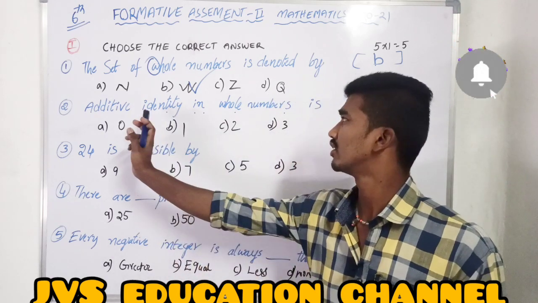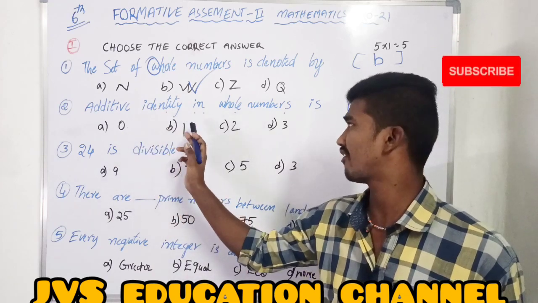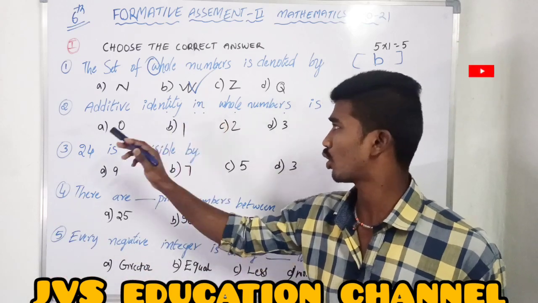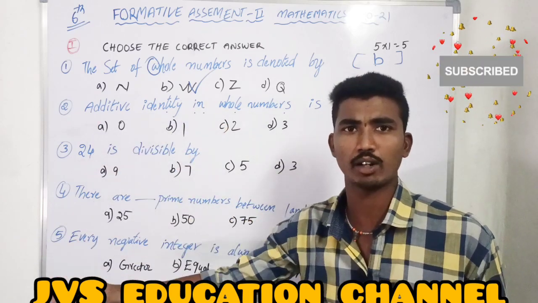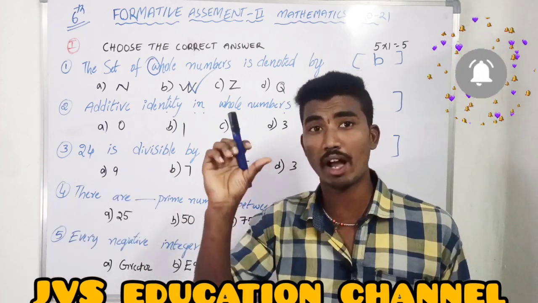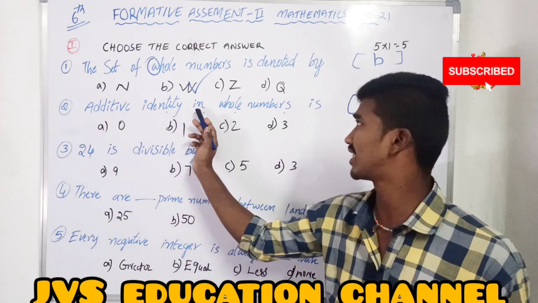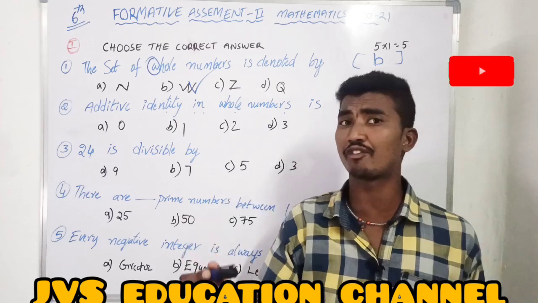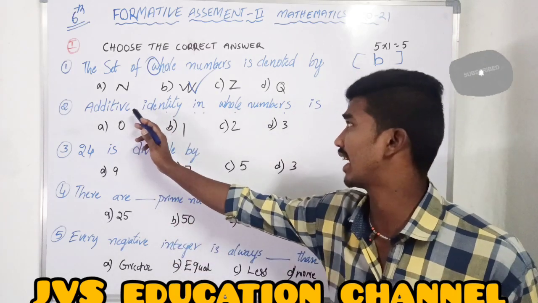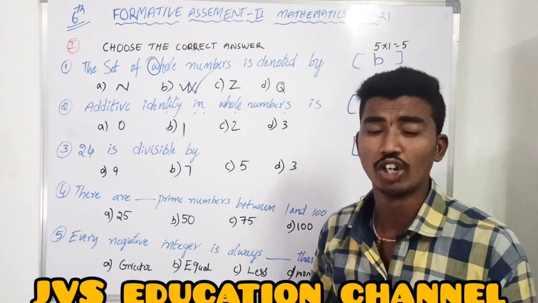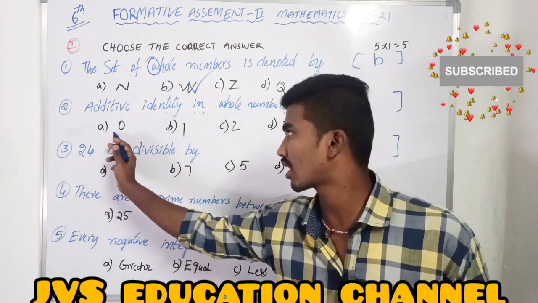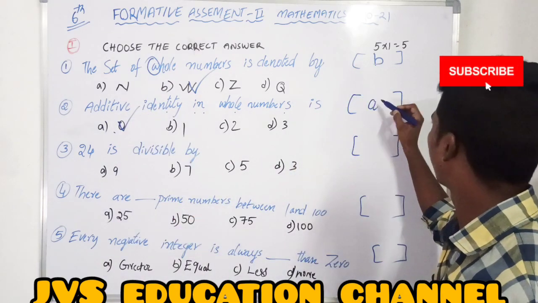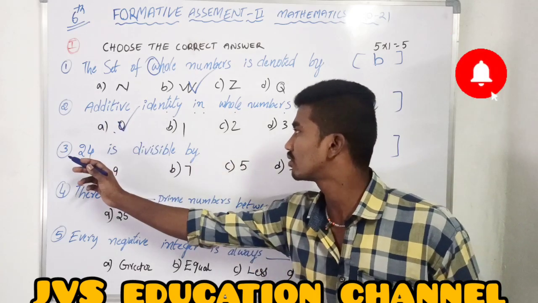Listen, adding 1 to any number changes the value; we get the successor. Next, adding 0 to any number, we get the same number; that is the additive identity. So the additive identity in whole numbers is 0. Whole numbers also start from 0. That's why the additive identity in whole numbers is 0. The correct answer is A. So the option is A.